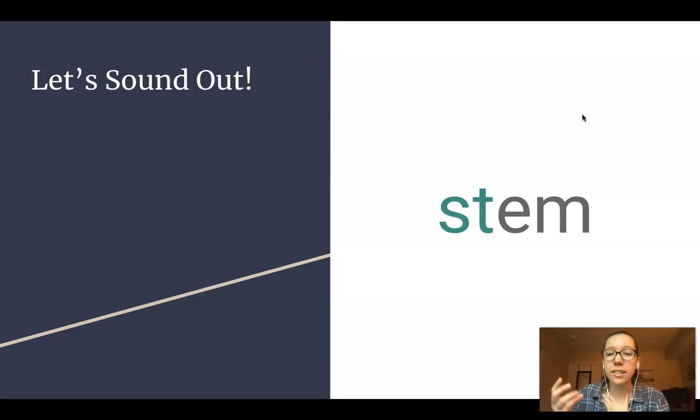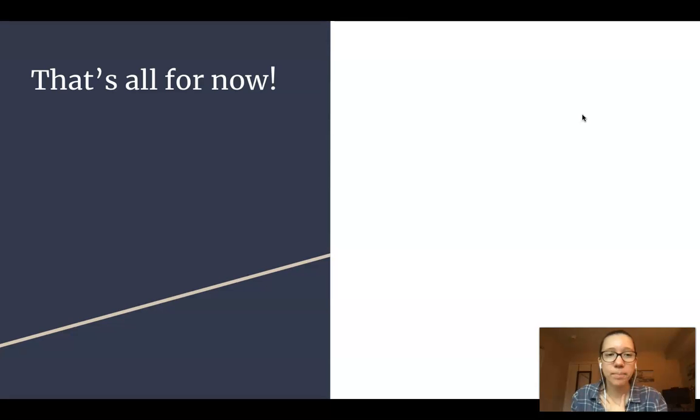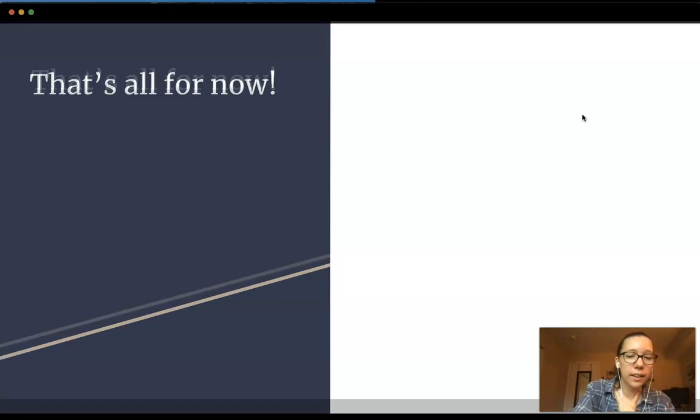So here we have st, e, m. Stem, very good. So this is the word stem, as in the stem of a flower. We have 4 sounds, st, e, m, stem, but we can remember that the ST is a blend and it makes it a bit easier to read. That's all for now, so let's hop on over to Seesaw and see what we're working on there.